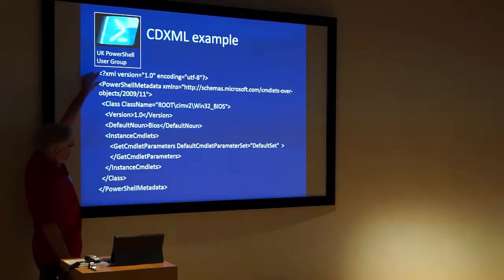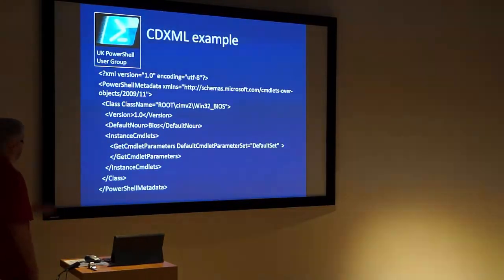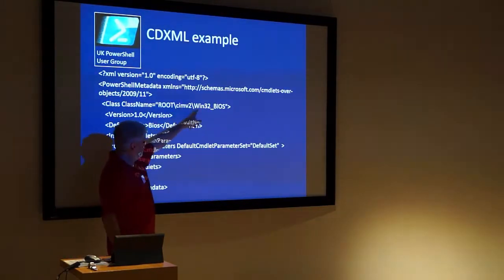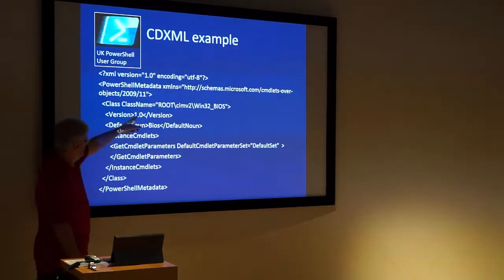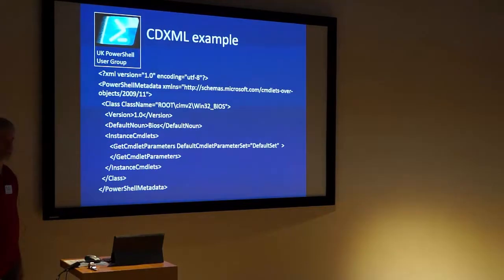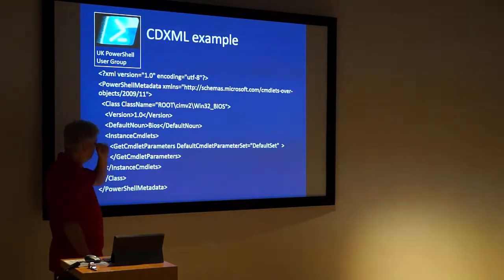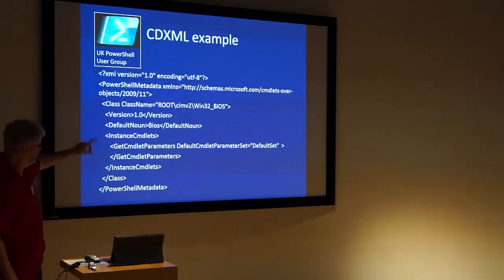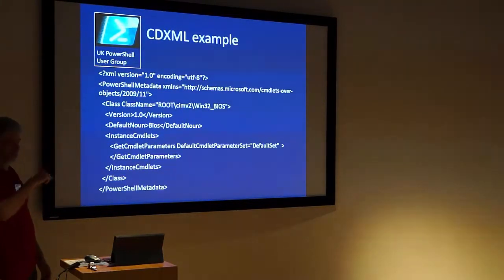Okay, so what have we got? Two lines of header. You always need that. Just copy it in. Class name, namespace, standard stuff. Version number, you set that. It's arbitrary. You make it up. Change it as you need to. Set the noun. You'll automatically get the get part of it. So this will produce a module that has one commandlet, Get-BIOS.